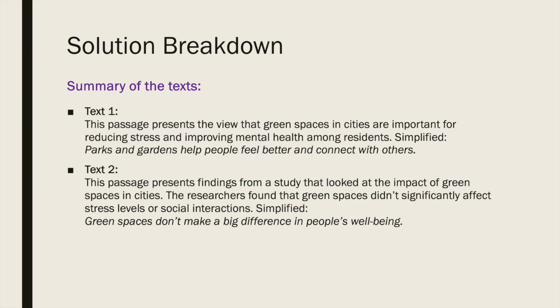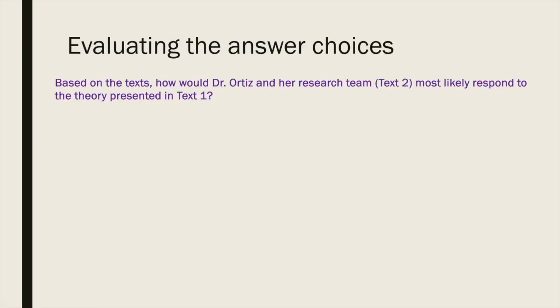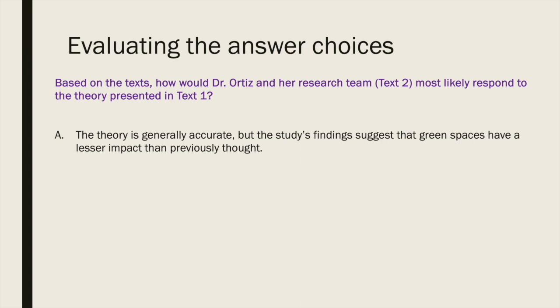So now if we use the steps and try and look at the connection between these texts, we can see that text 1 and text 2 are contradicting each other, and so the relationship we see is that they disagree. Evaluating the answer choices, we see that choice A suggests that the theory is generally accurate but less impactful than expected. This is not supported by the strong disagreement between the findings in text 2 and the theory in text 1, and so we eliminate this choice.